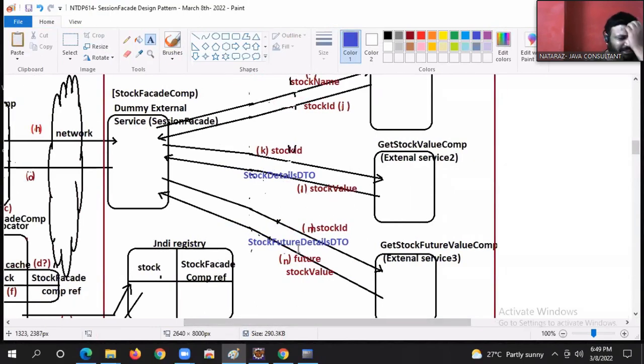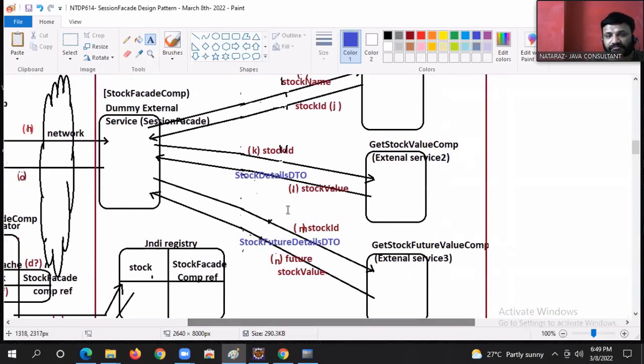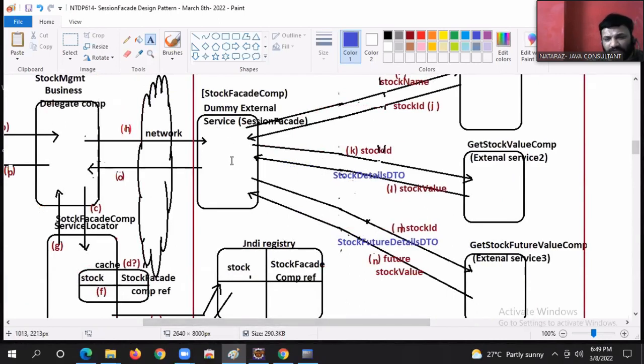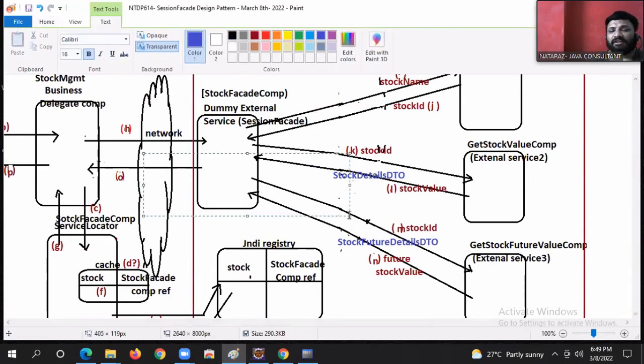I think you enjoyed this statement also, boss. Stock future details DTO, guys. Now tell me, all those details will go here now. Stock details and future details together should be passed to what? Business delegate component. Who will do that? SessionFacade component will do this. Stock all details DTO.